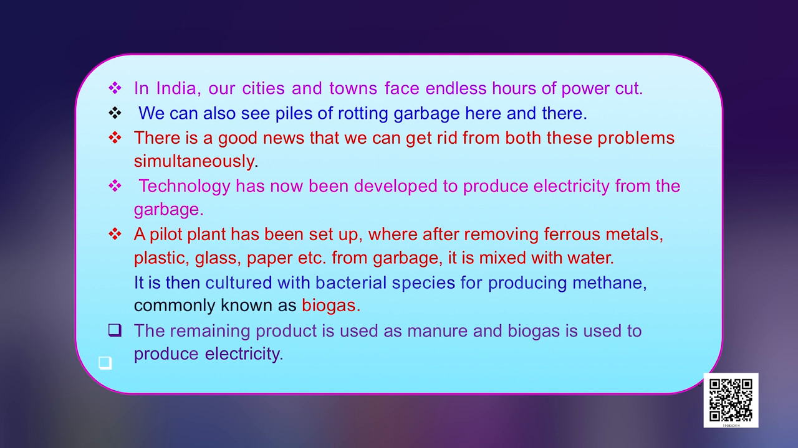A pilot plant has now been set up where, initially, the ferrous metals, plastic, glass, paper, etc. are removed from the garbage, and then it is mixed with water and cultured with bacterial species for producing methane, which is commonly known as biogas. The remaining product is used as manure and the biogas is used to produce electricity.